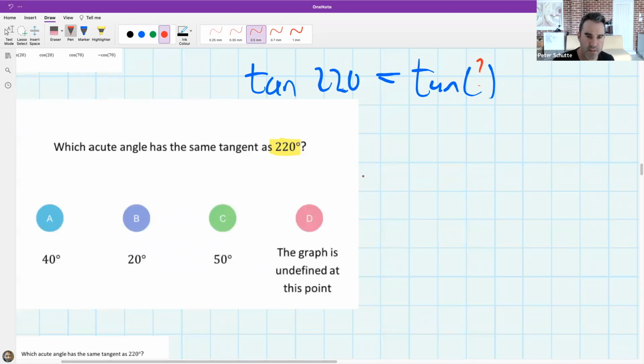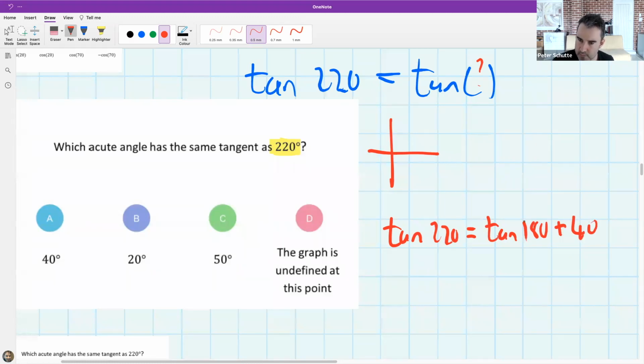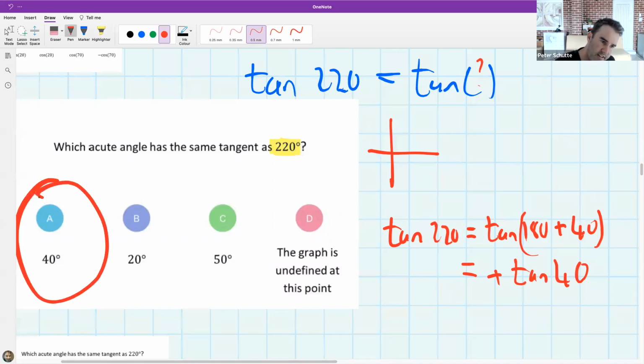So if we think of the tan of 220, we know that it can be rewritten as the tan of 180 plus 40, because it's in quadrant number 3. And what's more, in quadrant number 3, tan is positive. So we get plus tan 40. And so the correct answer would be A.